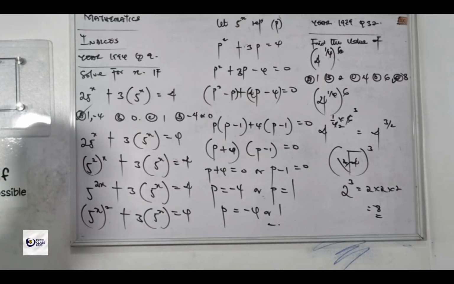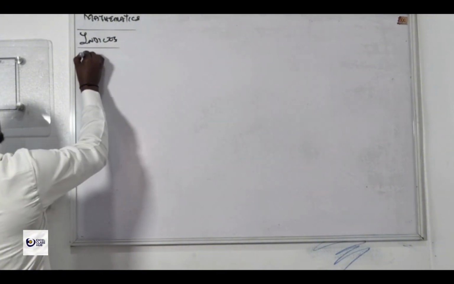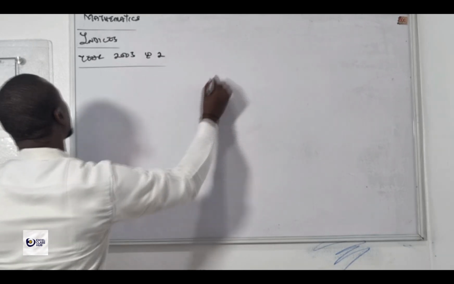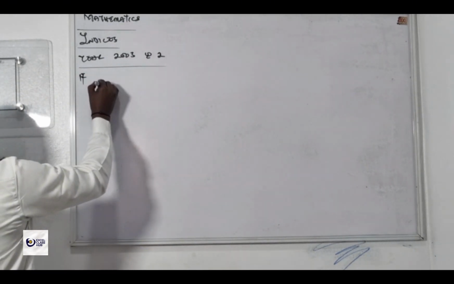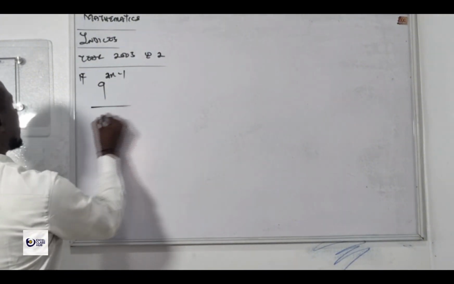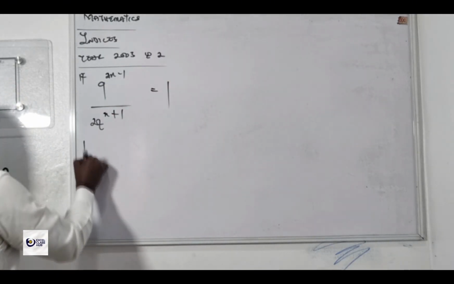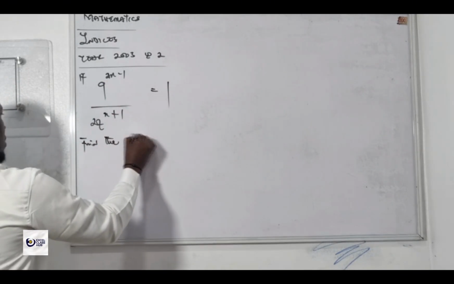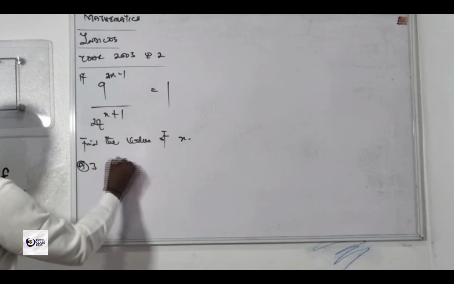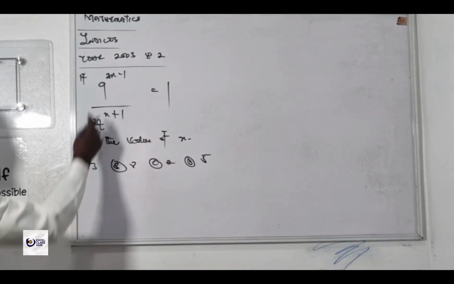So let's now take logarithm. 2003 question. Please, it says: if 9 raised to power 2x minus 1 over 27 raised to power x plus 1 is equal to 1, find the value of x. Option A, 3. B, 8. C, 2. D, 5.